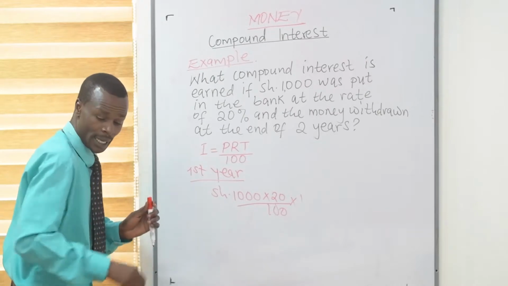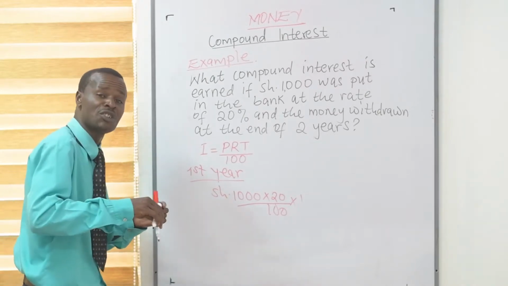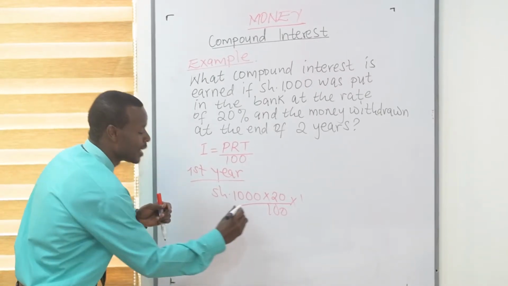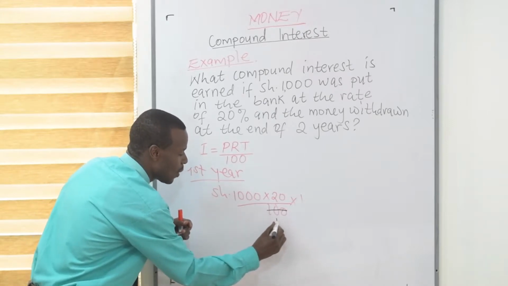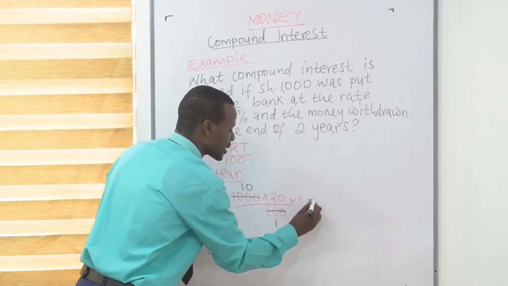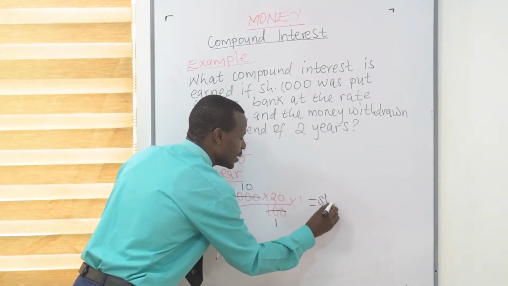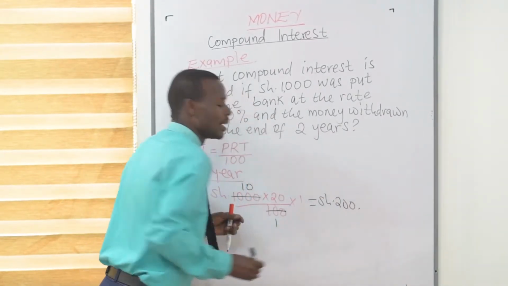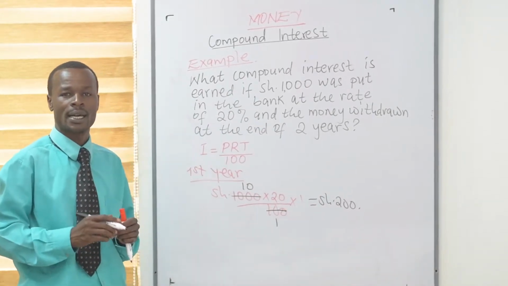Now, let's simplify this and see the interest we have got after 1 year. So 1 by 10, 1 by 10. So what is our interest? Our interest is 200 shillings. This is the interest we get after 1 year.